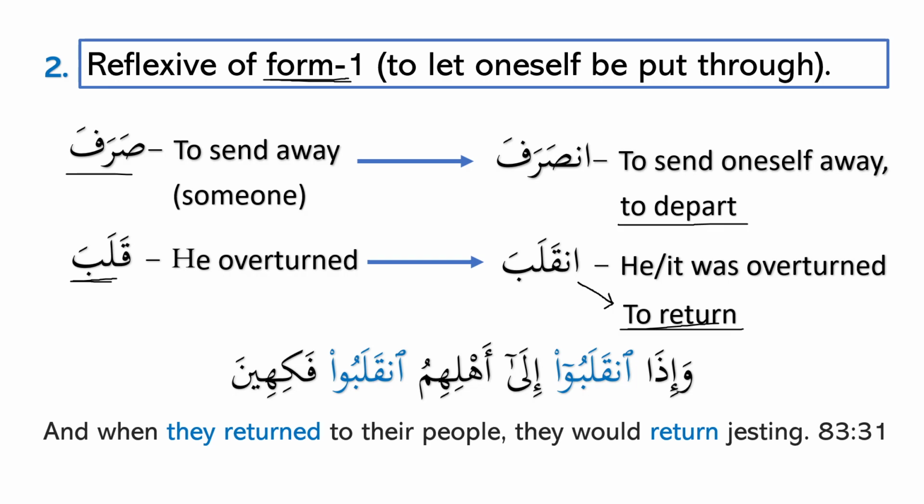As we have in the Quran, وَإِذَا انْقَلَبُوا إِلَىٰ أَهْلِهِمُ انْقَلَبُوا فَكِهِينَ. And when they returned, as we can see over here, they returned, it's not like someone returned them to their people, they would return jesting. So now you can see over here, وَإِذَا انْقَلَبُوا. So how do we recite it? We connect alif with the one that is vowelless over here, and we do not pronounce the Hamza. In the Quran, if we pronounce it with the Hamza, it will be a mistake in the tajweed.